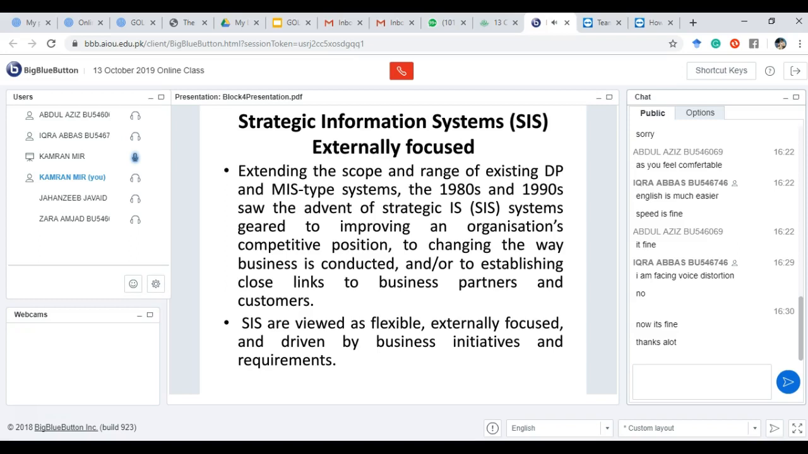So we can go through this as it says, extending the scope of existing DP and MIS systems. The 1980s and 1990s saw the advent of strategic IS systems geared to improving an organization's competitive position, to change the way business is conducted, and/or to establish close links to business partners and customers. SIS are viewed as flexible, externally focused, and driven by business initiatives and requirements.